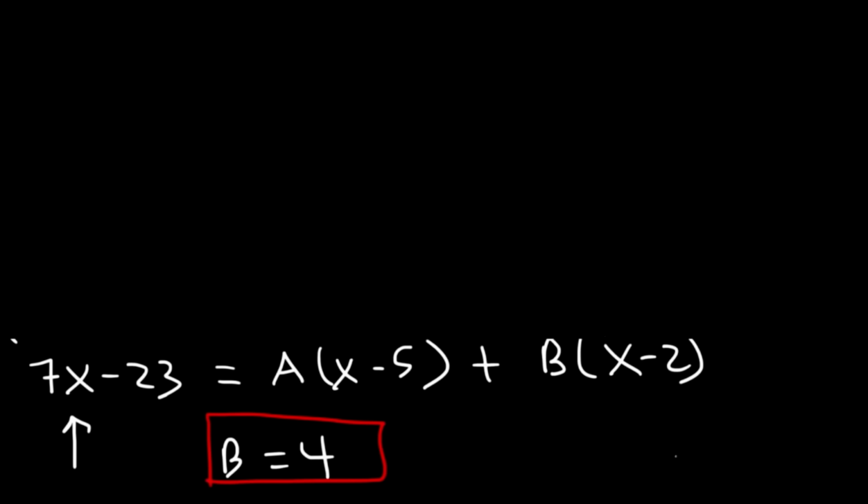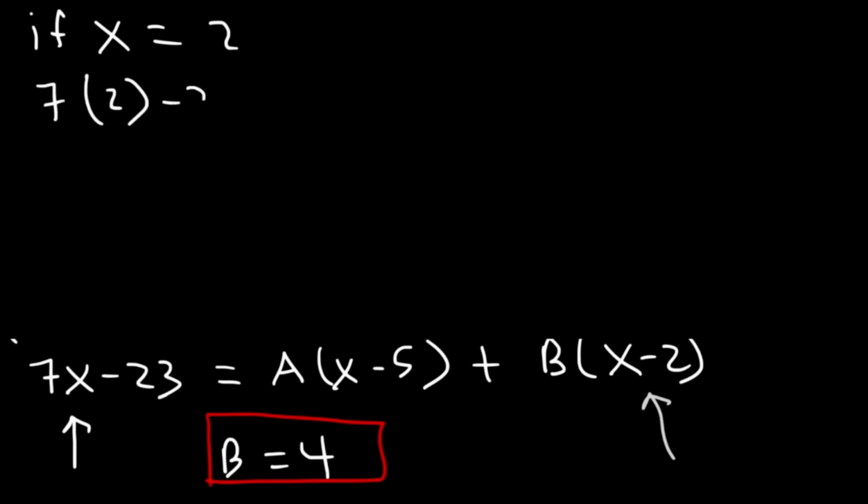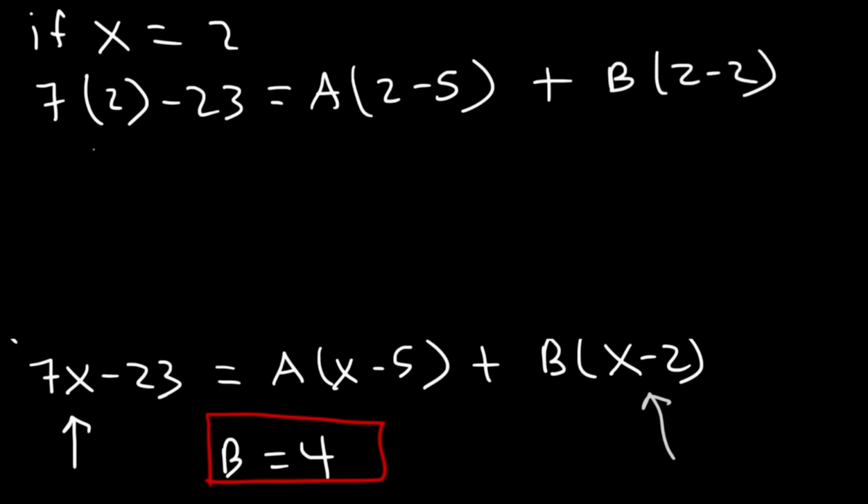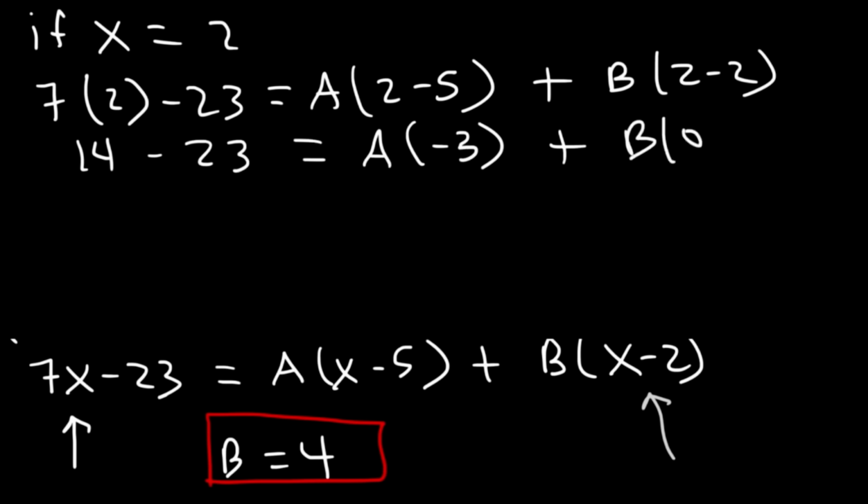So this time, let's plug in 2. So if x is equal to 2, let's see what's going to happen. We're going to have 7 times 2 minus 23, and that's equal to a times 2 minus 5 plus b times 2 minus 2. 7 times 2 is 14, and 2 minus 5 is negative 3, and 2 minus 2 is 0.